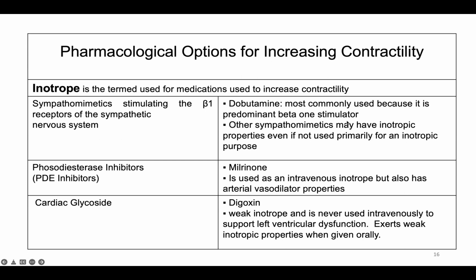Now there are other sympathetic agents like epinephrine, like norepinephrine at different dosing regimens that are going to have inotropic properties, but they're not used primarily for inotrope. Dobutamine is used for inotrope. Milrinone is used for inotrope, but Milrinone has a more significant effect on vasodilation of the arteries.